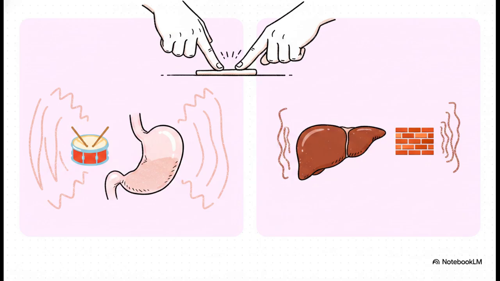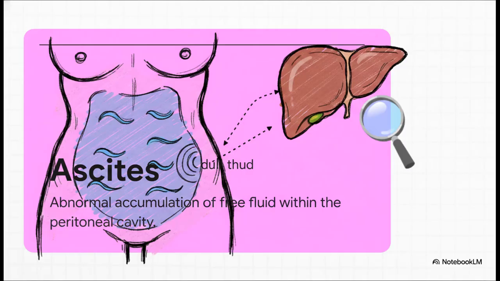Dull sounds are totally different. They're flat, thud-like notes. You hear these when you tap over solid organs like the liver, or, crucially, over areas that are filled with fluid. Finding that dull thud where it absolutely shouldn't be is vital. Why? Because it helps us diagnose a condition called ascites. This is the abnormal accumulation of free fluid right inside the peritoneal cavity of the abdomen, and it's very often associated with severe liver disease.